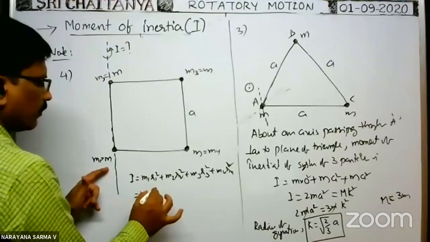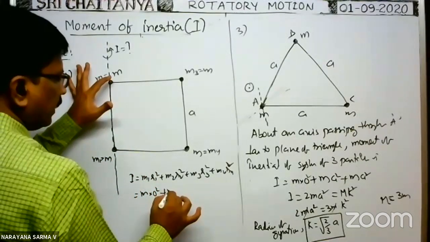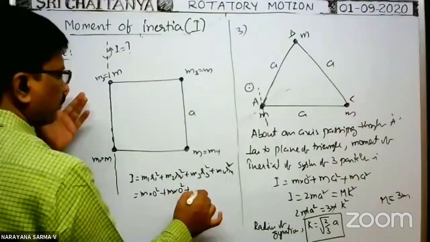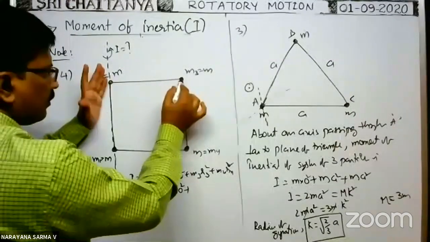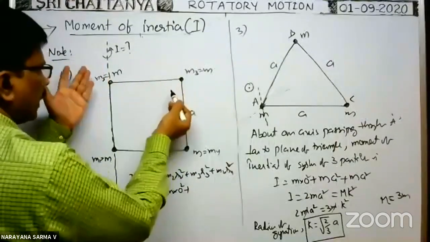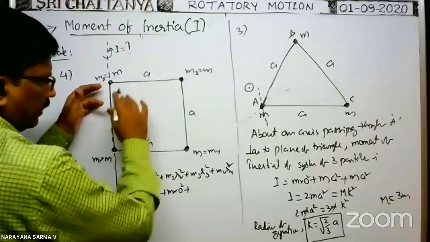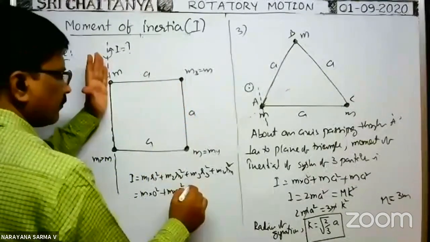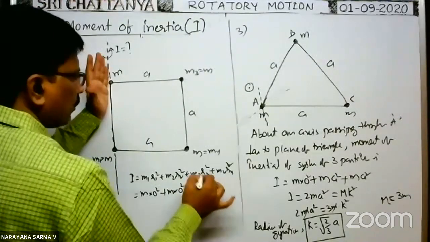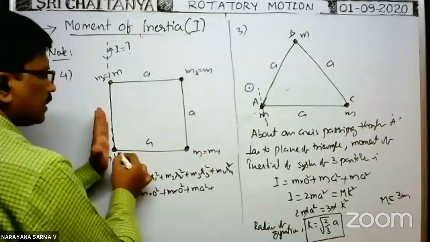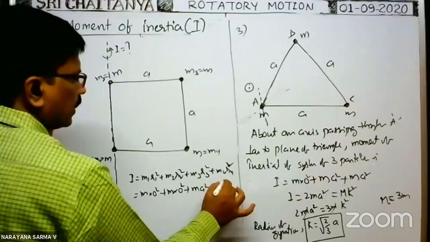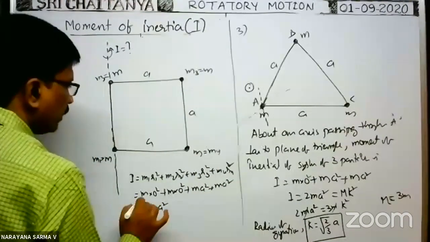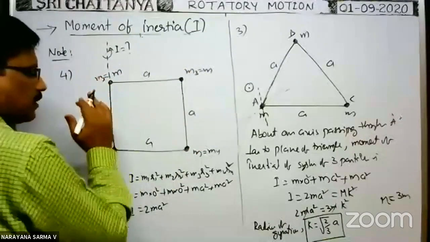That's why 0 square, plus the mass of this particle m into the perpendicular distance from this axis, which is also 0 square, plus the third one, mass m into perpendicular distance. Because it is a square of side a, the perpendicular distance from the axis is equal to a itself. That's why m a square. For the fourth particle also about the same axis, m into a square. Therefore, 2 m a square. It is the moment of inertia of the 4 particles about this axis.